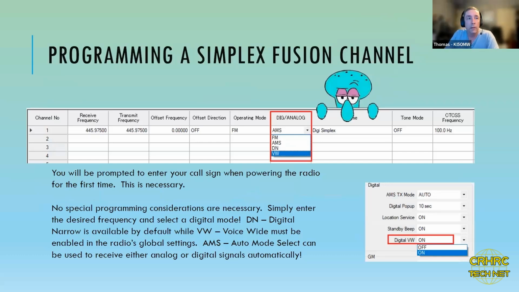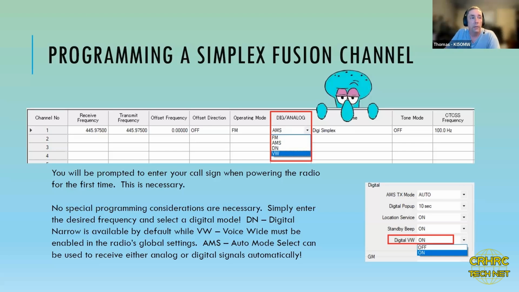There's no need to worry about WiresX, reflectors, rooms, or any other terminology that muddies the waters. First, a Fusion-capable radio will ask you to input your call sign at the first power-up. This is necessary. Then, you can simply set up a channel exactly as you would for traditional FM analog, with the exception that the mode setting must be a digital mode. After that, you can talk to other Fusion users and you will be able to see each other's call signs on the screen.